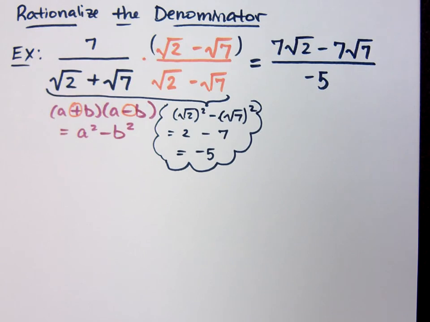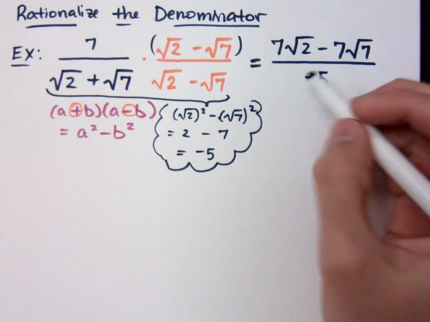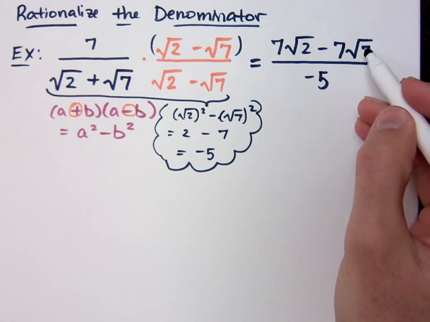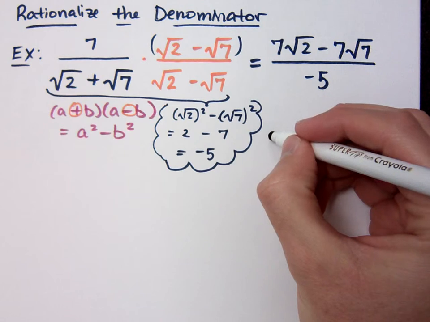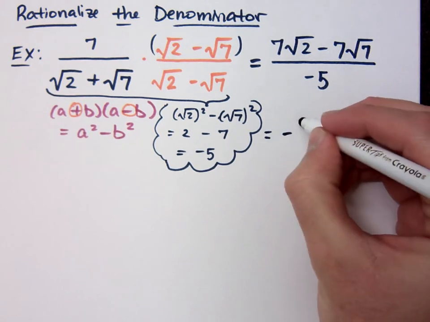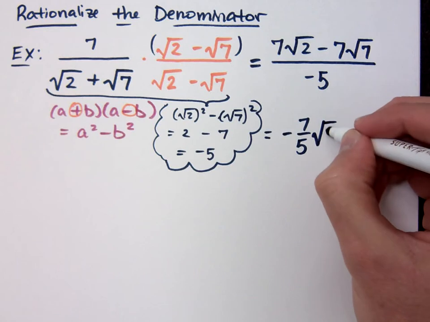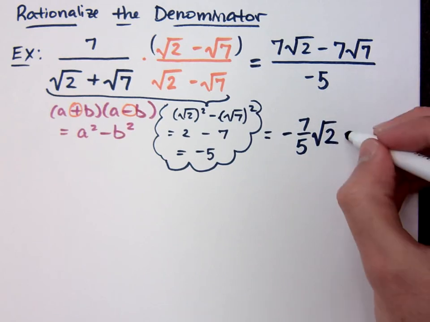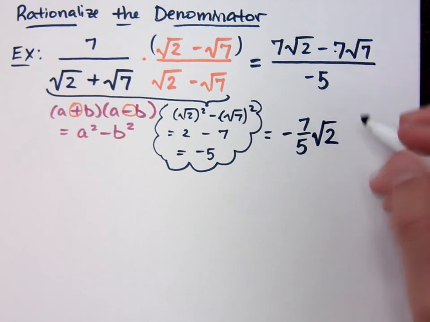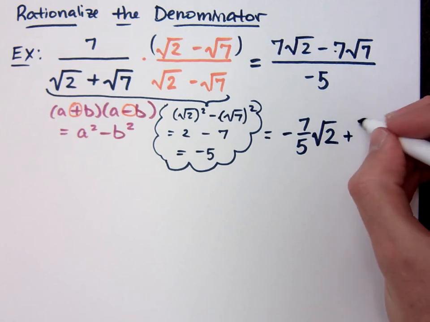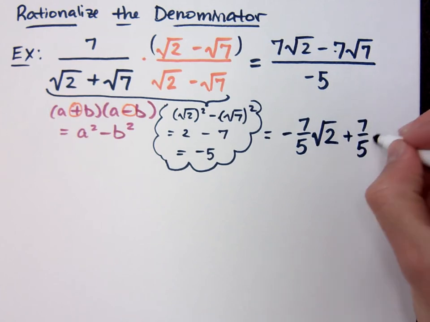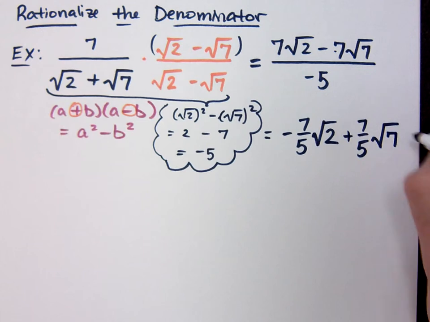Now we can do better than this. We can just go ahead and simplify this. You could distribute that negative out in the numerator, or you can just go ahead and separate this and say that we have negative 7/5 times the square root of 2, and then -7 over -5 is a positive 7/5 times the square root of 7.